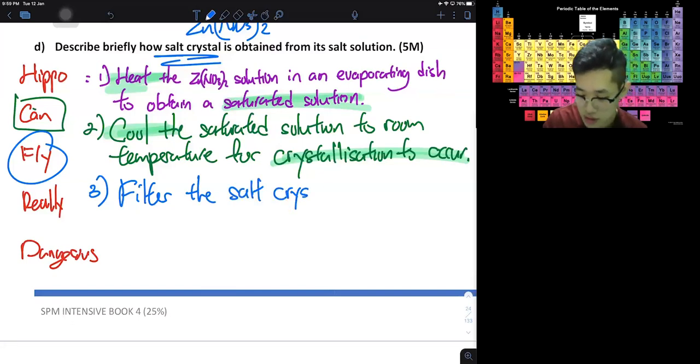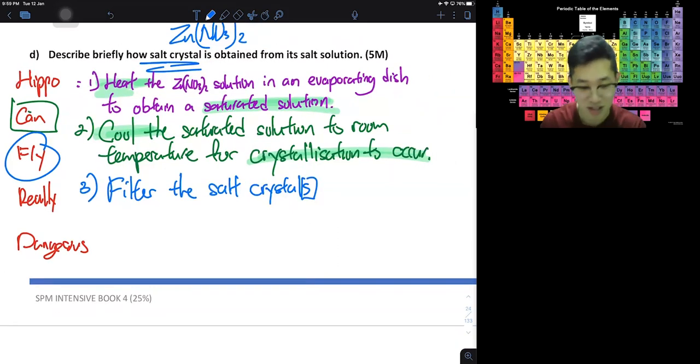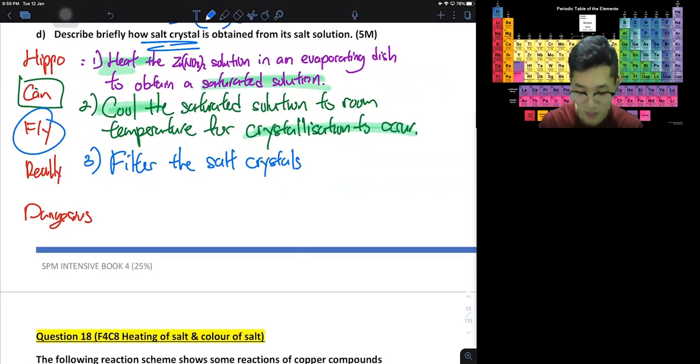By the way, Jeremy, do I have to put S here? Salt crystals. Filter the salt crystals. Okay, yeah. Salt crystals. Okay, just like that. Filter the salt crystals. Let me think.